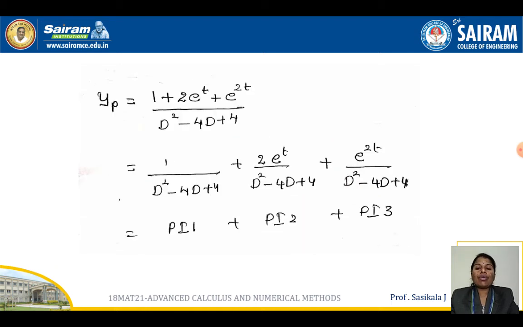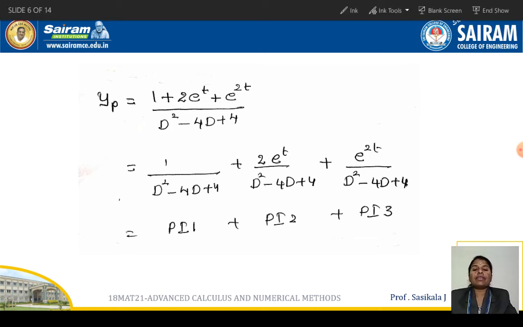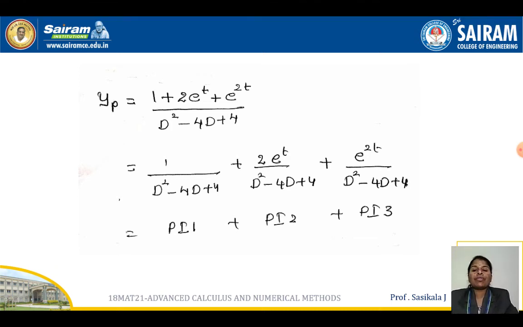Now you can go with the particular integral. The particular integral has been taken with 3 terms, because it is (1 plus 2 e power t plus e power 2t) by (D square minus 4D plus 4). So 1 by D square minus 4D plus 4, then 2 e power t by D square minus 4D plus 4, then e power 2t by D square minus 4D plus 4. So it will become 3 particular integrals. You can do it together, or if you need you can do it separately as particular integral 1, 2, 3. I am done with the 3 particular integrals.